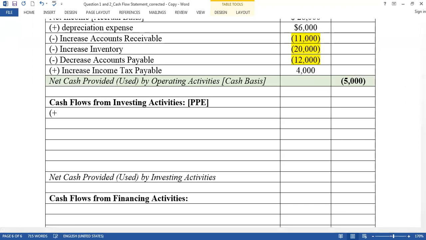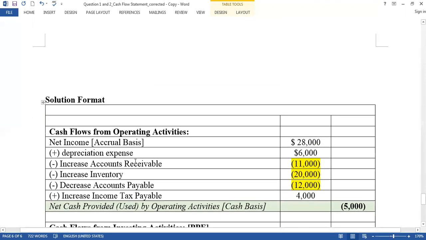First, we can write the plus one. Sell equipment. So sell equipment and we receive cash $12,000. Purchase equipment and we pay cash $7,000.